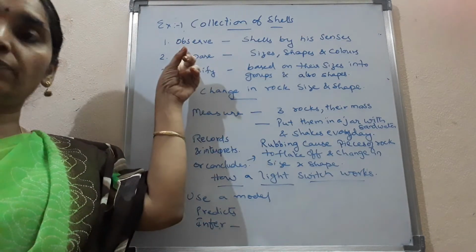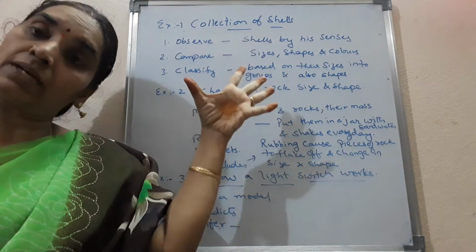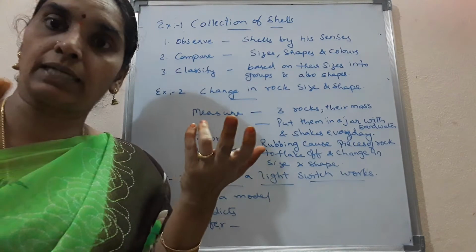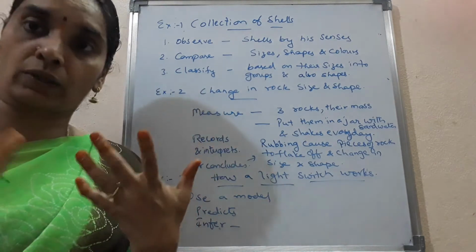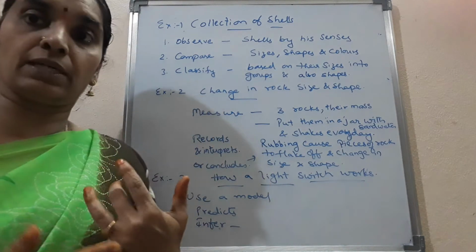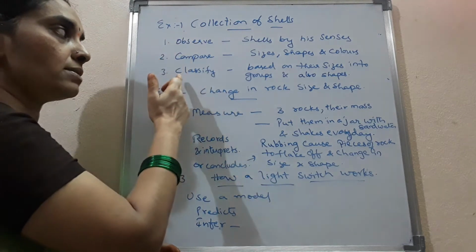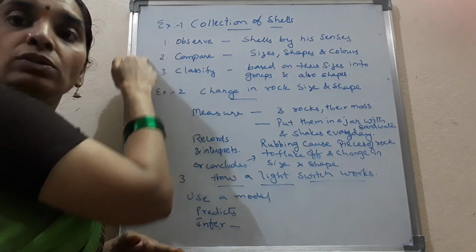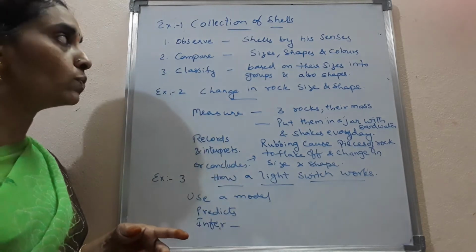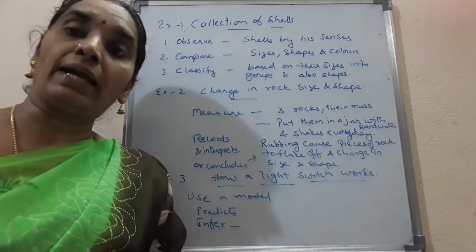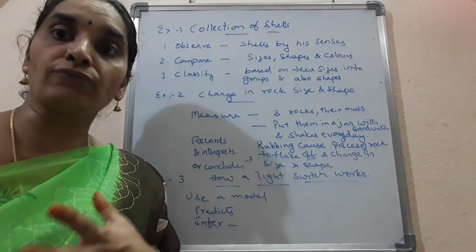That is, we observe them, observe the shells. How do we observe? By our vision, isn't it? So it is a sense or sensory organ that we are using to observe. So here we use the process skills: observation, comparison, classification. These are the three process skills that we use in finding the different types of shells.